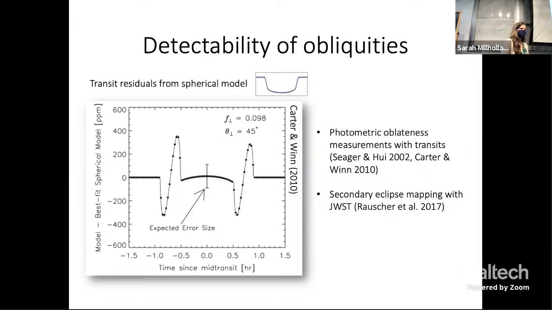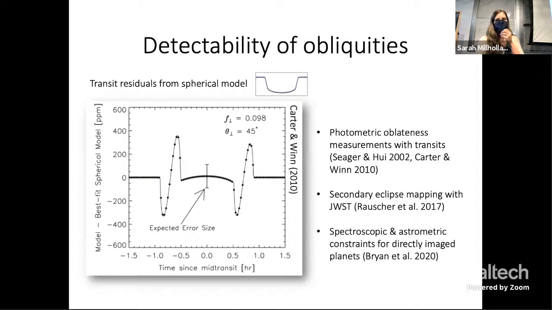And finally, for directly imaged planets, which is in a different regime from these very close-in planets, a combination of spectroscopic and astrometric measurements can be put together to measure the obliquity of directly imaged planets. This was done for the first time successfully by Bryan et al. in 2020. So in short, there seem to be some promising methods for obtaining more direct constraints of planetary obliquities going into the future.